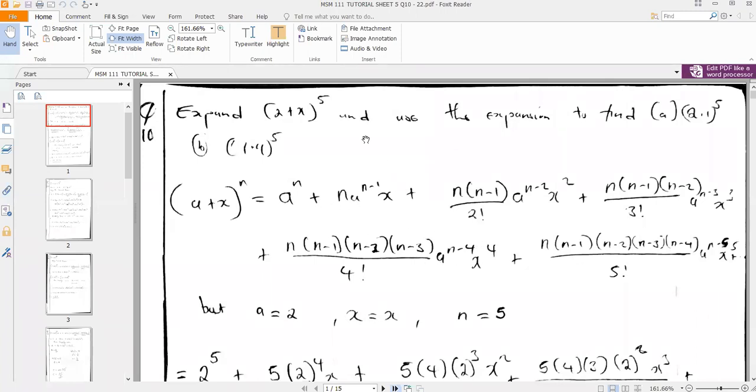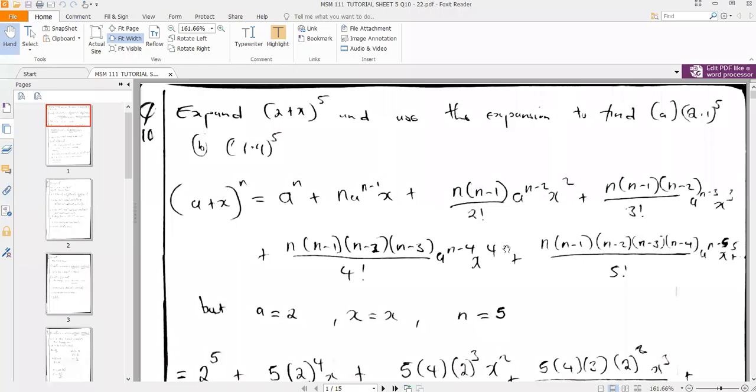So now when you have been told to expand this, what you do is you just have to know that your a is always 2, right? We are comparing this to that formula. So a is 2, and our x is x, then our n is 5, isn't it? So the expansion will go up to the power 5, so you just write it down the way it is, up to 5.